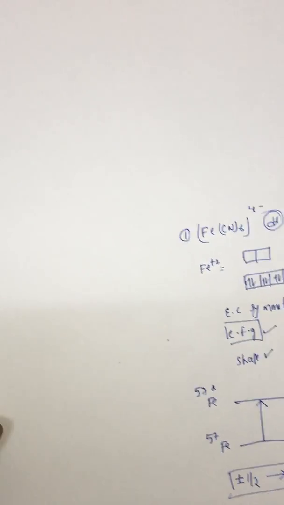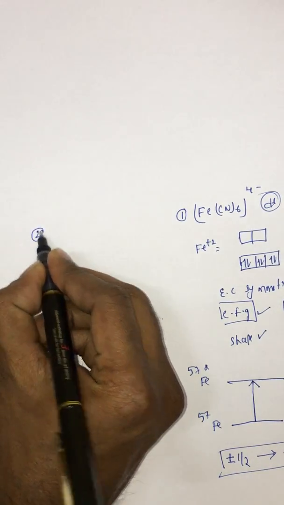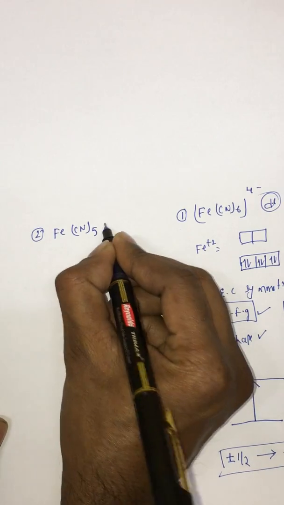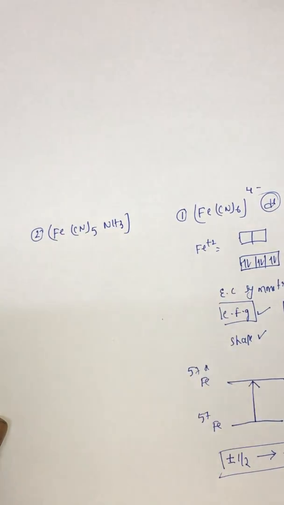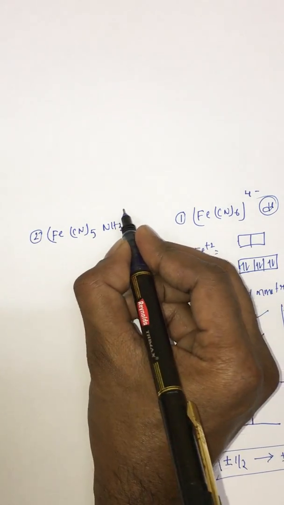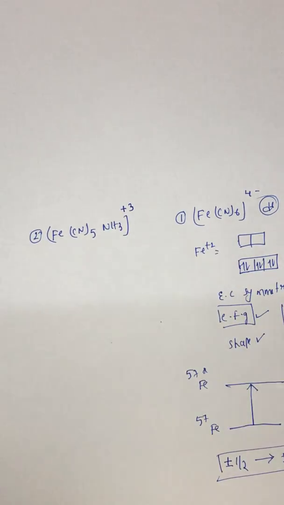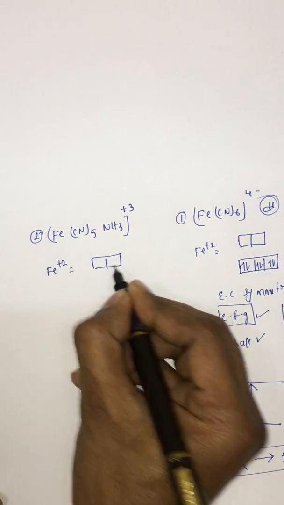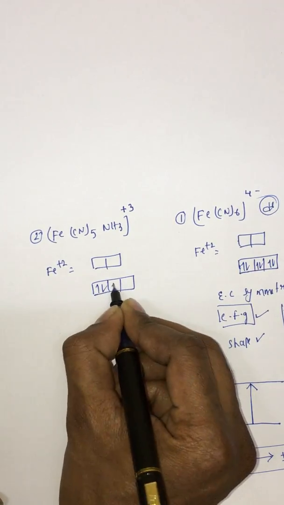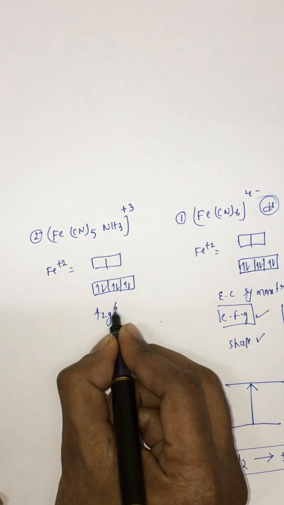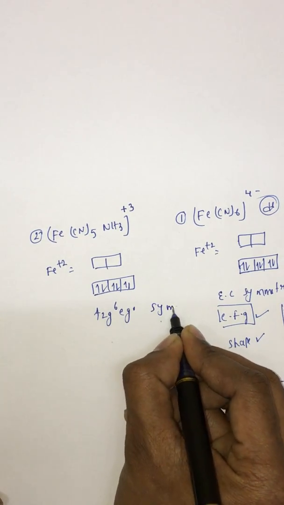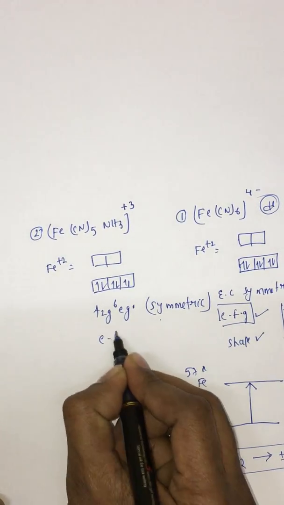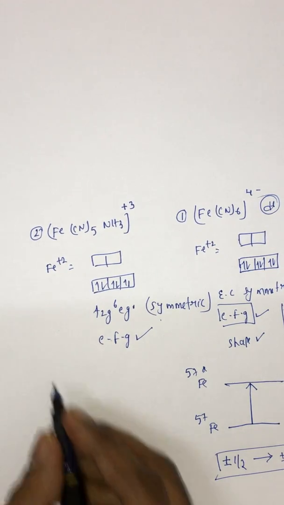So next we have another example, Fe(CN)5NH3. Here iron is in the +2 oxidation state, so t2g6 is filled, so this is symmetric in nature. So the electron configuration is symmetric, so the electric field gradient is also symmetric. Okay, now we will go for the shape.